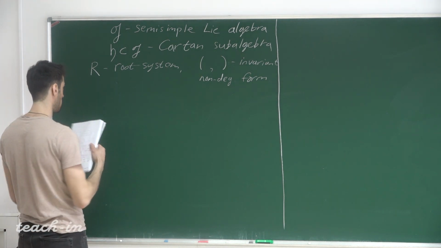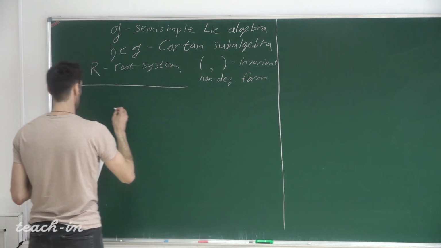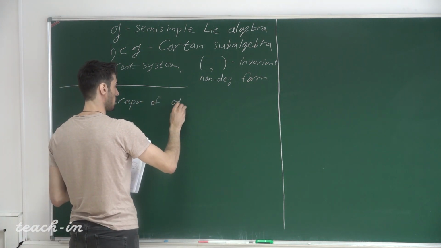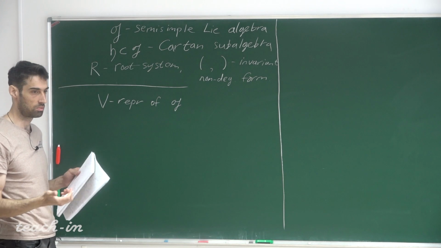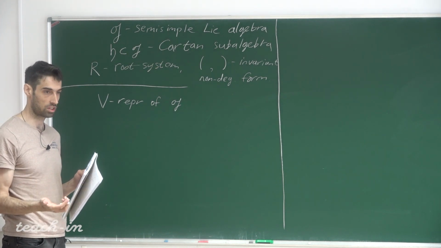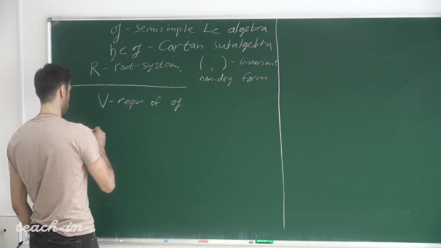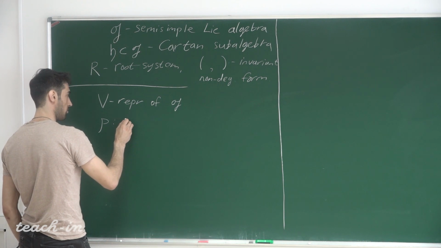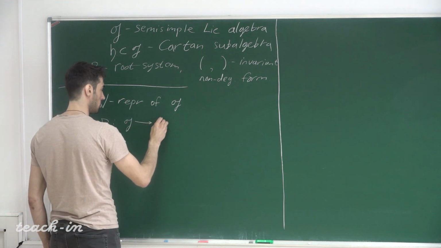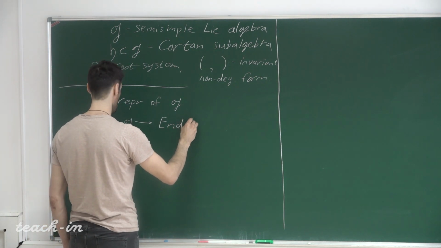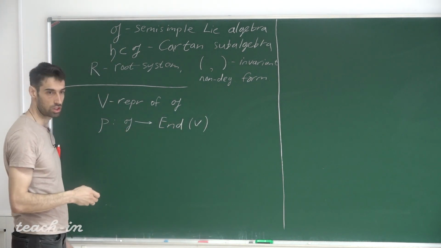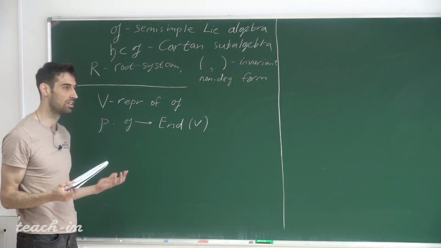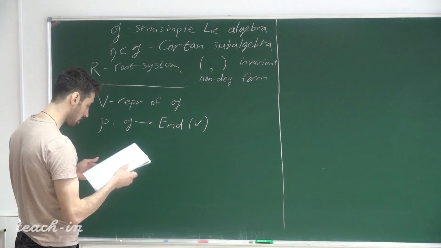Now let us consider representations of G. So if V is a representation of G, what does it mean? First of all, it is some vector space, right? And we have a homomorphism ρ from G to all linear transformations of V. So this is a Lie algebra with commutator. This is an abstract Lie algebra, and this is a homomorphism of Lie algebras. So this is what it means to have a representation.